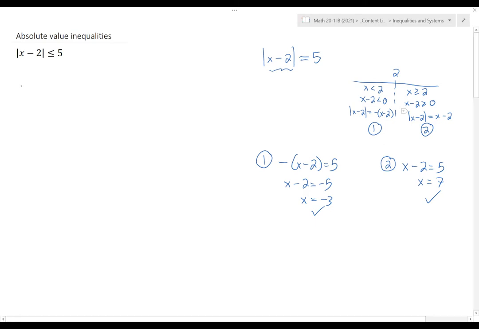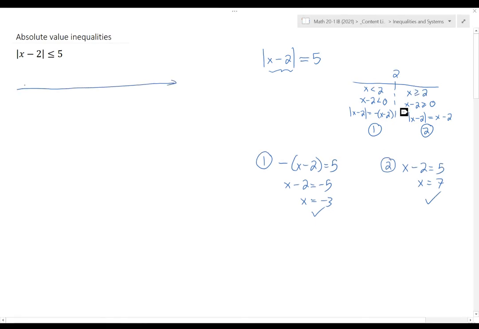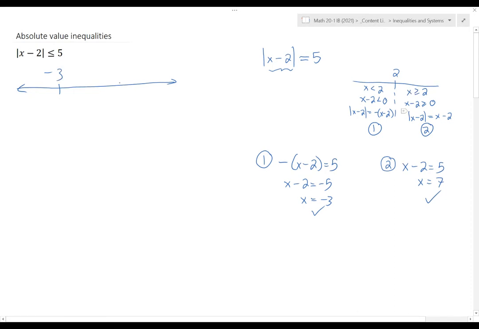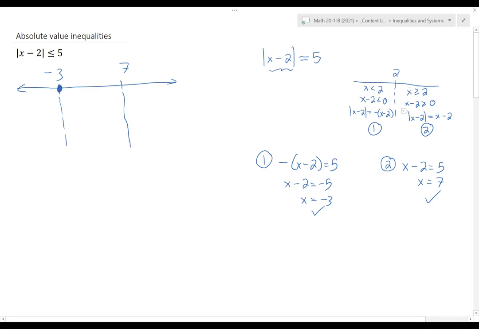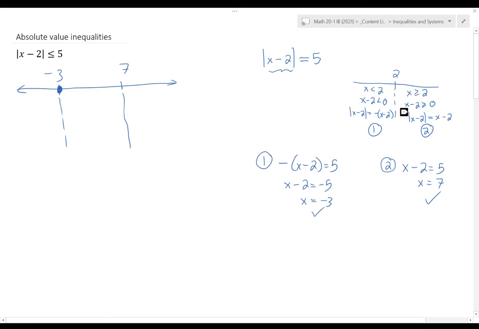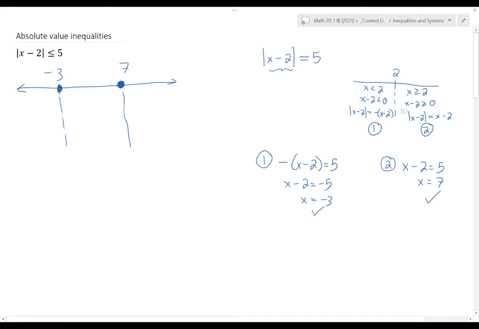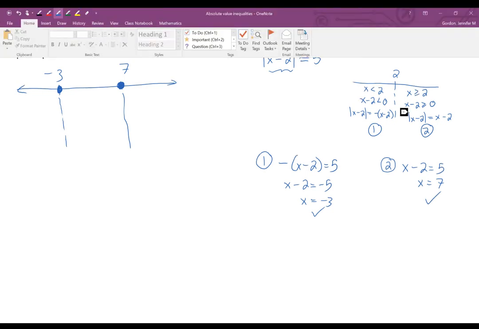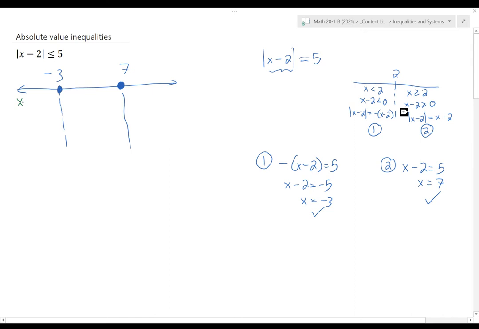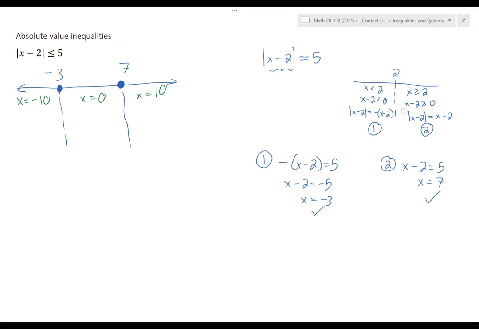This now means I can return to my inequality and use these two values to define intervals, negative 3 and 7. Negative 3 and 7 are going to be solutions to this inequality because I'm allowing for it to be less than or equal to 5, and these are the values where it is equal. And now I just test a value inside of each of these intervals. So let's say, for example, x equals negative 10, x equals 0, and x equals 10. These are the values I'm choosing to test.